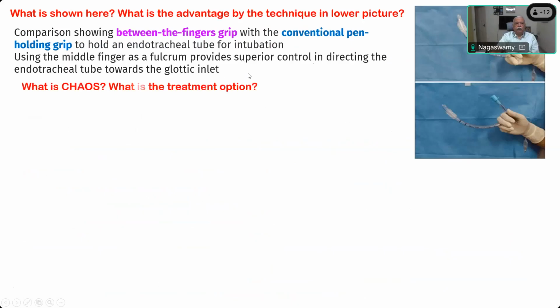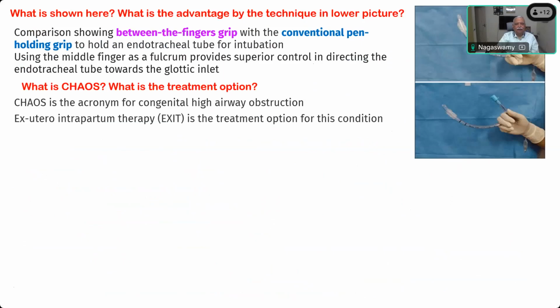Okay? What is CHAOS? What is the treatment option? It's a confusion. Chaos. Congenital high airway obstruction. CHAOS is the acronym for congenital high airway obstruction syndrome. It is treated by EXIT procedure. Ex utero intrapartum therapy is the treatment for this condition.